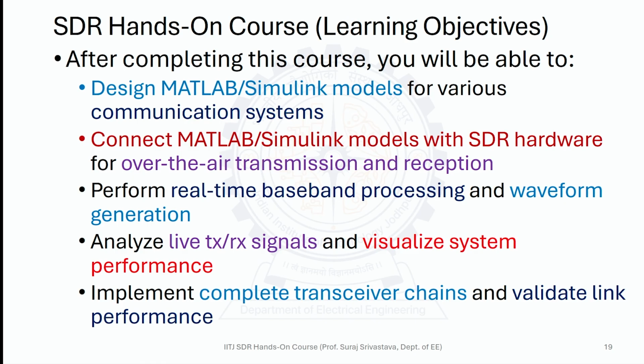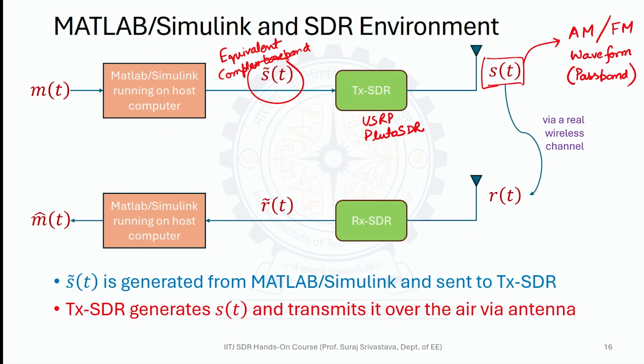So after completing this course, once again, with the study of this lecture, I would like to summarize what the learning objectives are, although we have already discussed, but now we will be able to connect it better. After completing this course, you will be able to design MATLAB Simulink models for various communication systems. So that means, let's say you want to design a communication system for amplitude modulation or frequency modulation. That means you will be able to generate the model or the code in MATLAB or Simulink corresponding to the amplitude modulation or frequency modulation waveform.